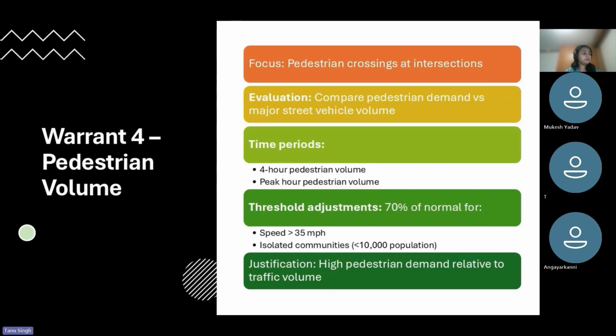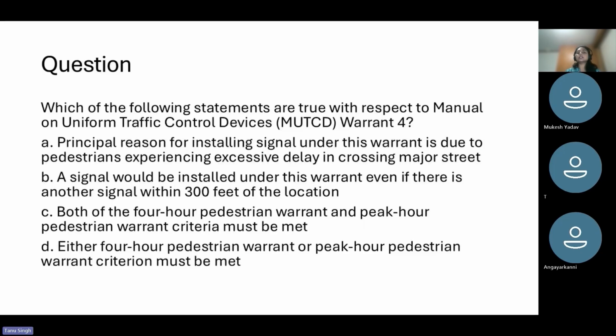And the question is, the principal reason for installing a signal under this warrant is due to pedestrians experiencing excessive delay in crossing the major street. So this is a correct statement. Then, a signal would be installed under this warrant if there is another signal within 300 feet of the location. That is not mentioned in this warrant, so it is not true.